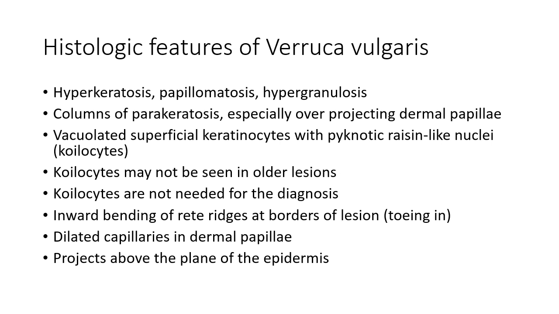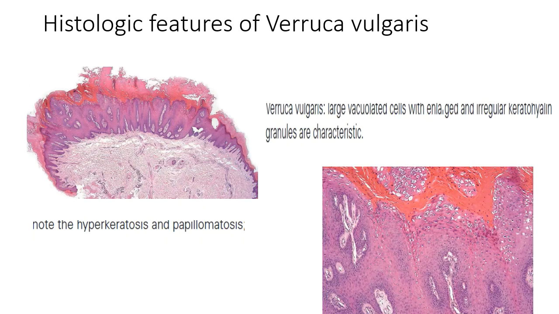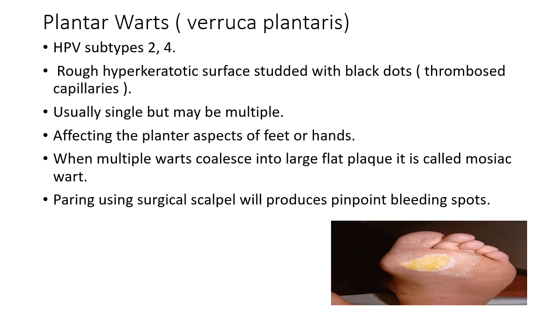Now coming to the plantar warts, which are known as verruca plantaris. These are caused by HPV subtypes 2 and 4. These have a rough hyperkeratotic surface studded with black dots, which are thrombosed capillaries, usually single but may be multiple, affecting the plantar aspects of feet or hands, as I've given a picture of a plantar wart on the plantar aspect of feet. When multiple warts coalesce into a large flat plaque, it is called a mosaic wart. Paring usually using a surgical scalpel will produce pinpoint bleeding spots.